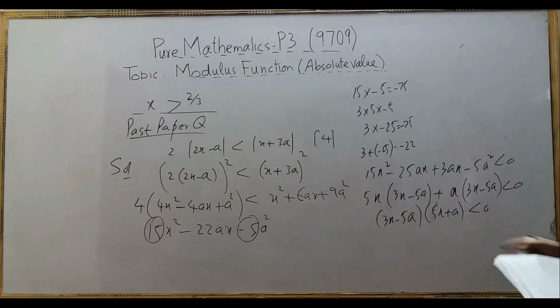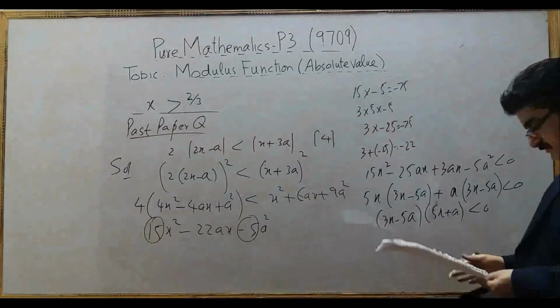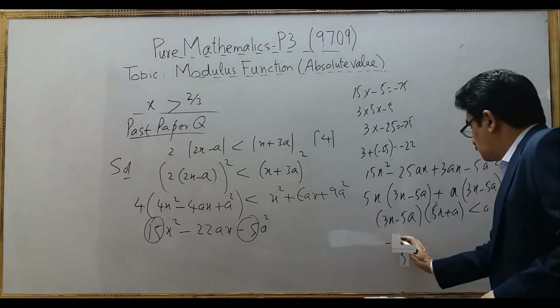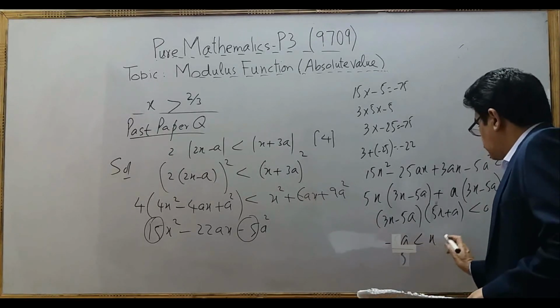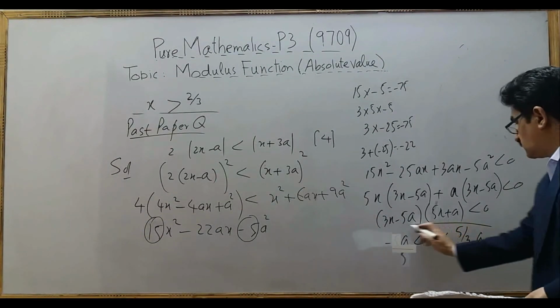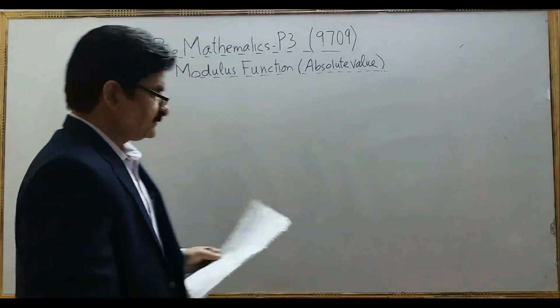Now again, you know the critical values by equating them to 0. So from here you will have minus a less than x is less than 5 by 3a. This is the answer to it. We have the last question.